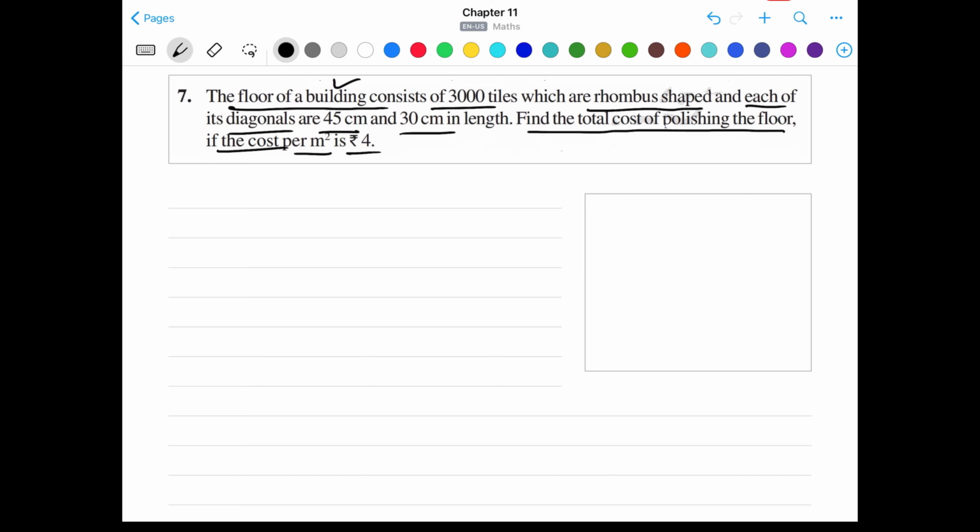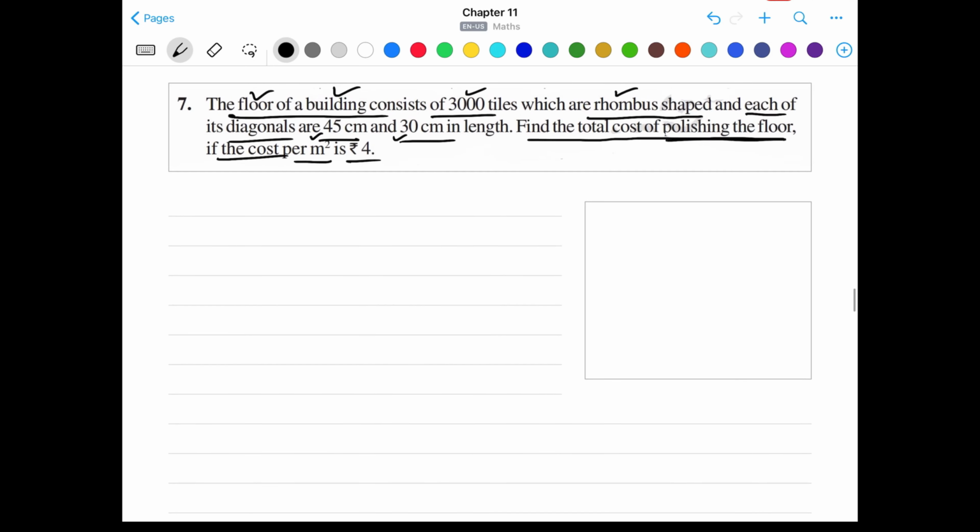Okay, so what we have here is a building whose floor consists of 3000 tiles, and each tile is in the shape of a rhombus. Okay, and the measurements of its diagonals are given, which are 45 centimeter and 30 centimeter long. What we have to do here is find the cost of polishing the floor if the cost of polishing is 4 rupees per meter square. Okay, so let's write the given information. We have here answer number 7.